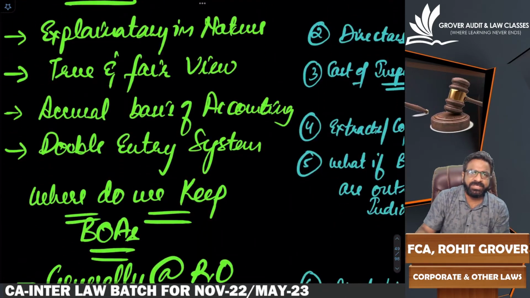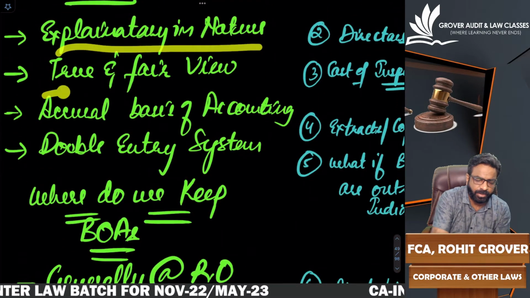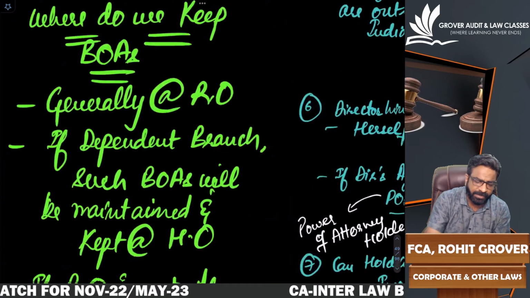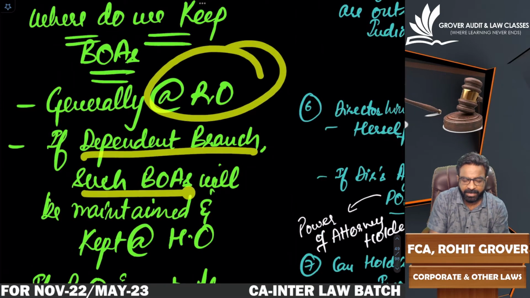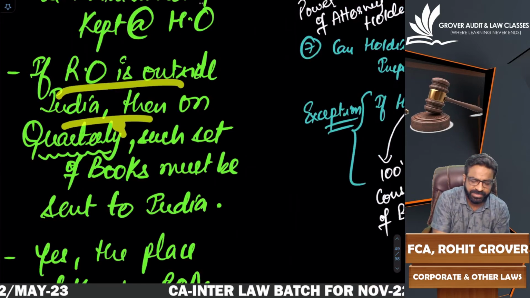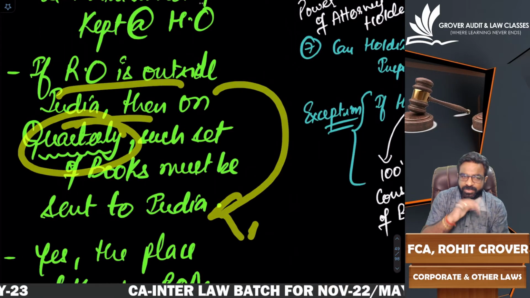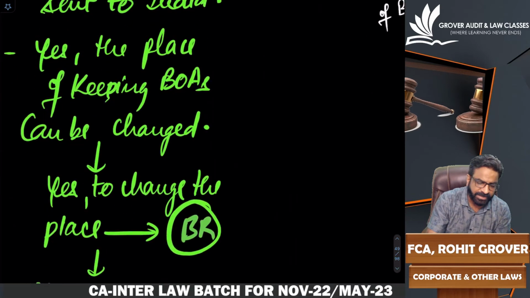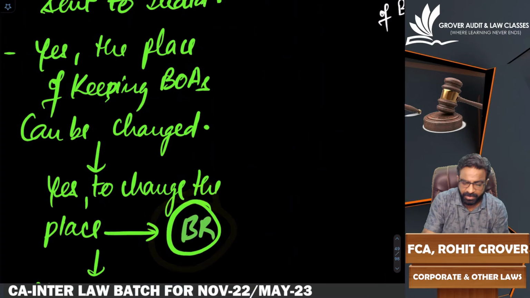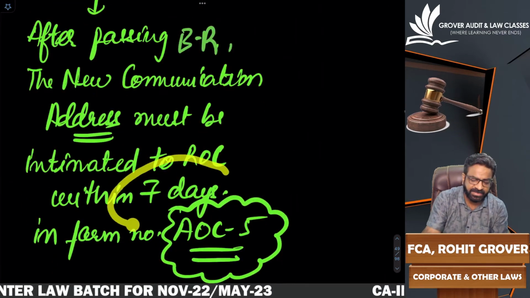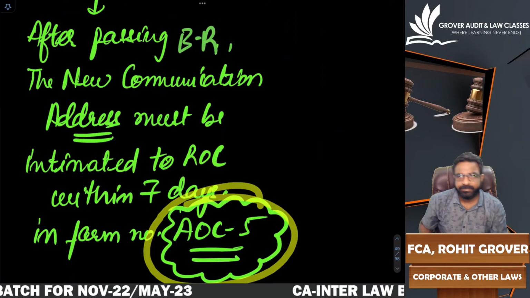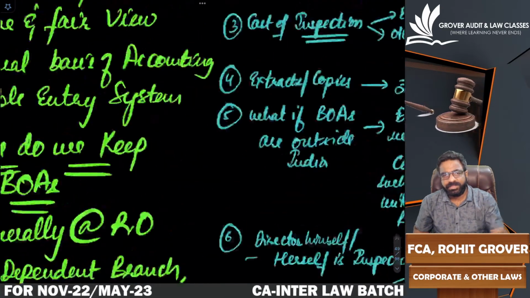Next one. Books of accounts are what in nature? Explanatory, true and fair, accrual basis, and double entry. Where do we keep it? Registered office. If dependent branch, head office. Next one, if registered office is outside India, on a quarterly basis, it should be sent to which office? Indian office. Can we change the books of accounts place? Yes, by passing a board resolution. And within 7 days of passing the board resolution, we have to intimate the new address to whom? ROC, in form number AOC 5. Is it clear?